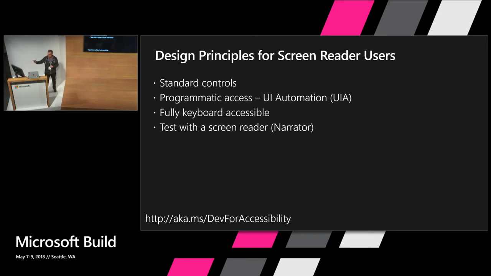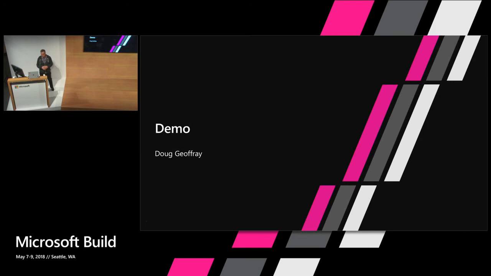But if you leave here with anything today, I want to make sure you leave with the aka.ms/dev4accessibility webpage. That's a great resource. It has everything that you need to know in far more detail than what I'm saying now of how to make your applications accessible, how to test to make sure that they're accessible, everything from the ground up. So enough of me talking.